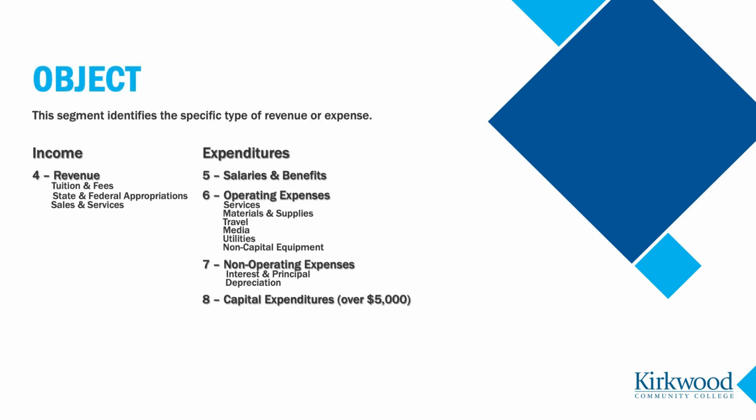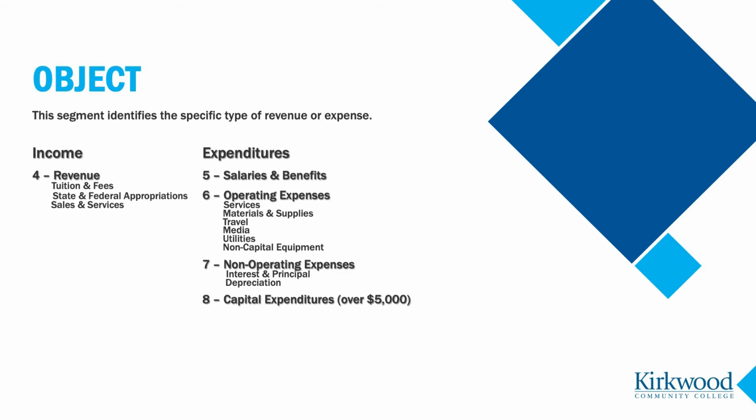The last required segment of the account structure is the object code, which is also made up of 6 numbers. This segment identifies the specific type of revenue or expense. All revenue objects begin with 4. A few examples that are listed are tuition and fees, state and federal appropriations, and sales and services. Please note when viewing your revenue activity, for accounting purposes, the amounts will show as credits or negative amounts.